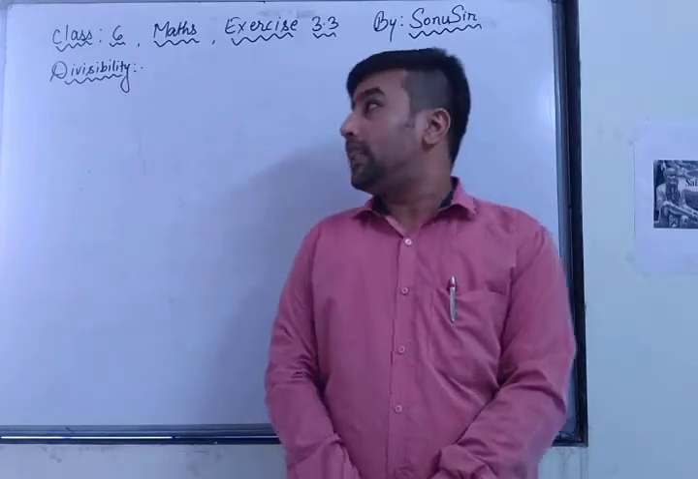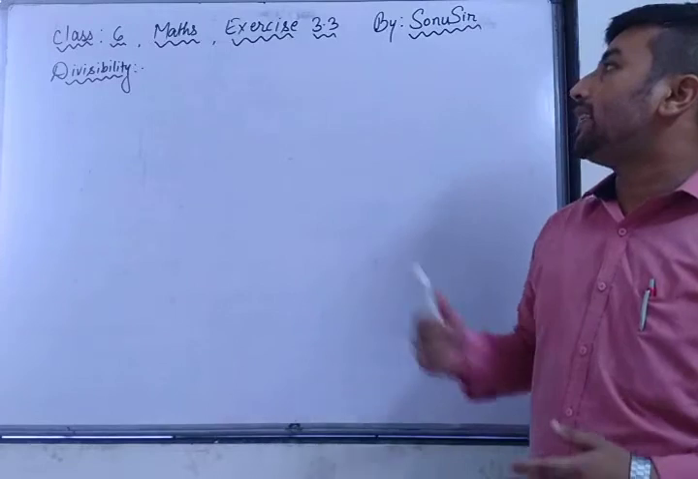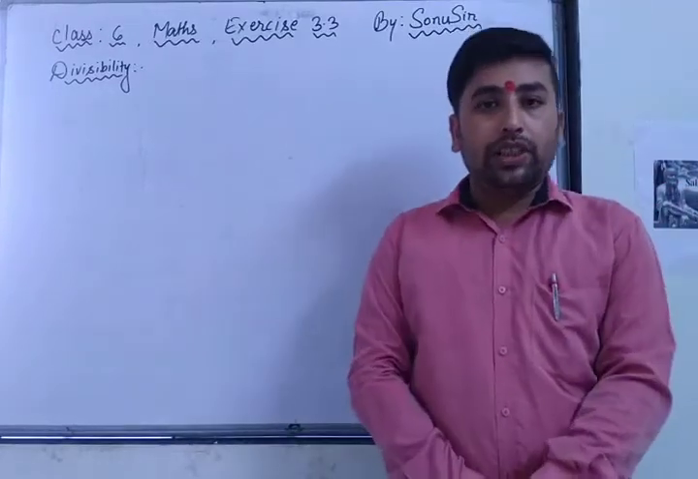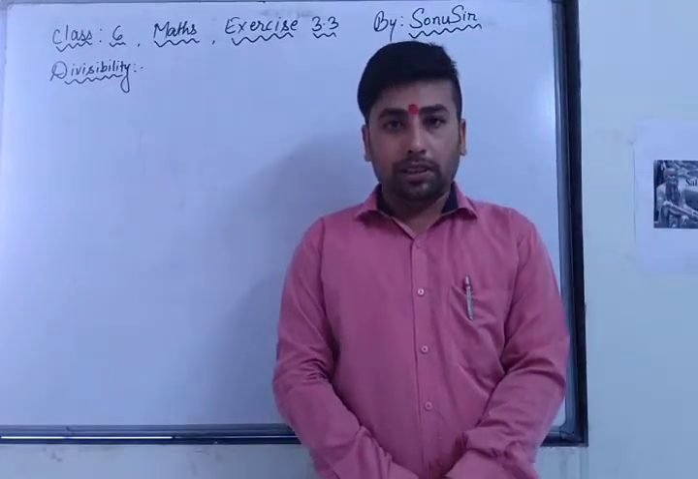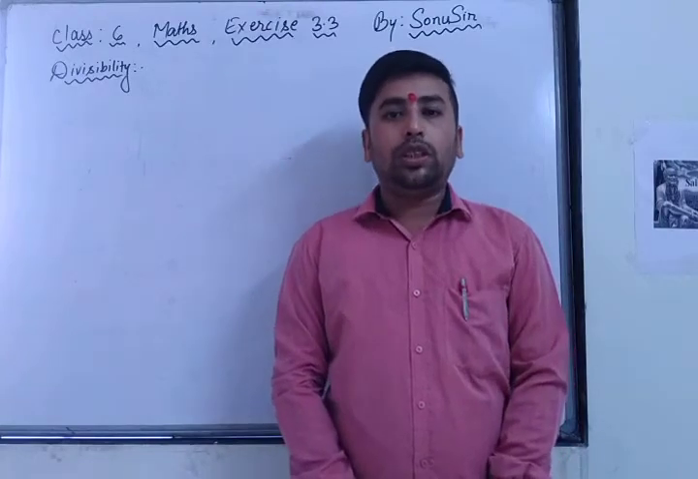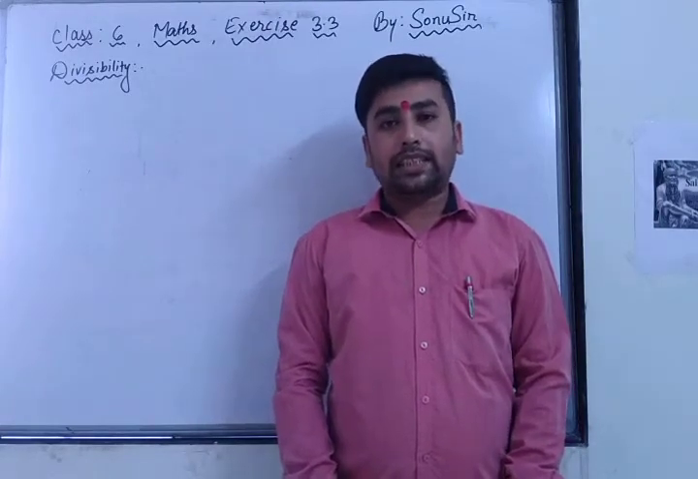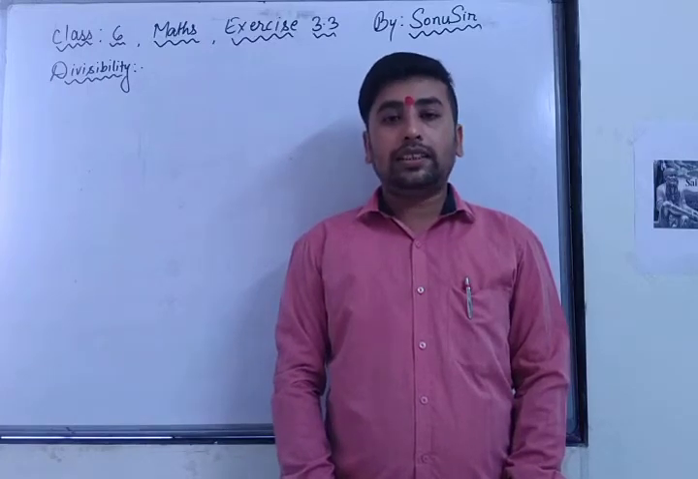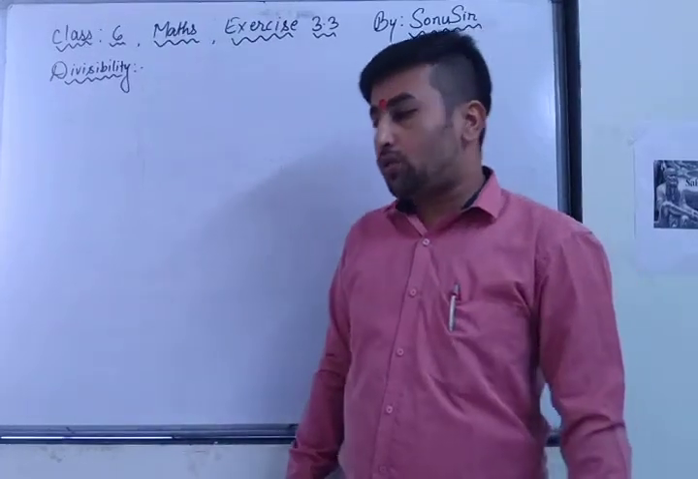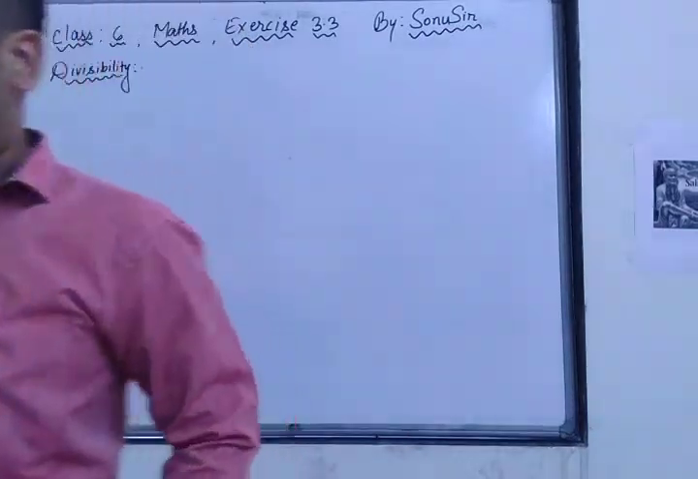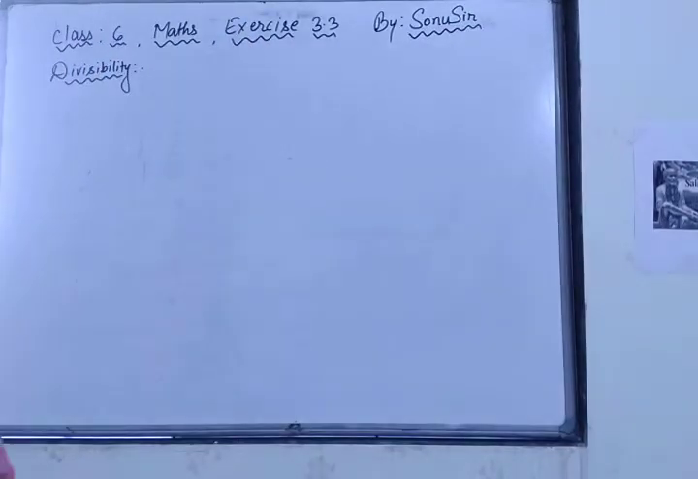Today we are going to discuss class 6 maths exercise 3.3. In the previous video I had explained some divisibility rules, like divisibility of 2, 3, 4, 5, 6, 8, 10. Today we will discuss the remaining two divisibility rules, divisibility of 9 and divisibility of 11. Those two were left. I know very well that the rest everything is solved.